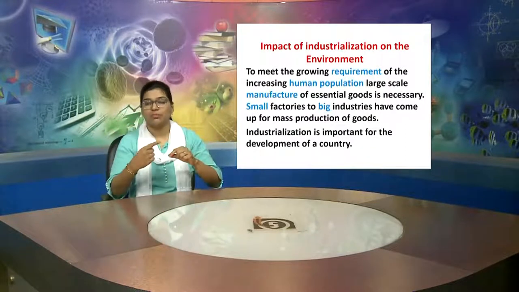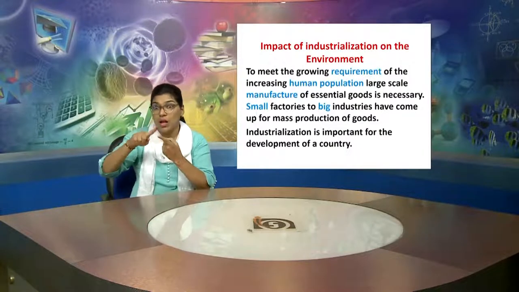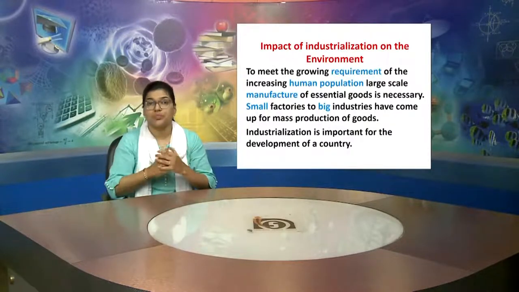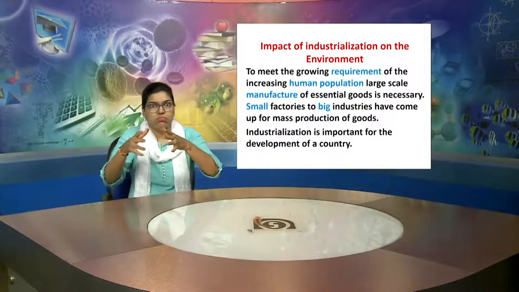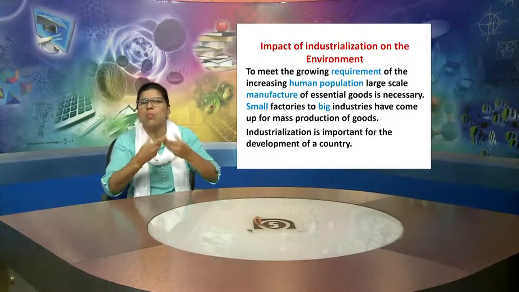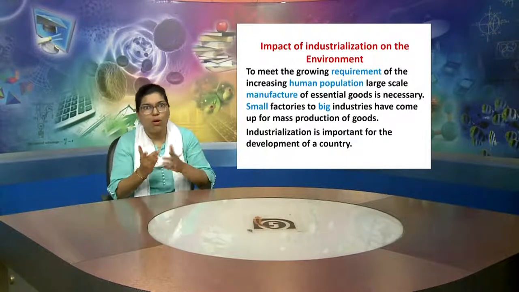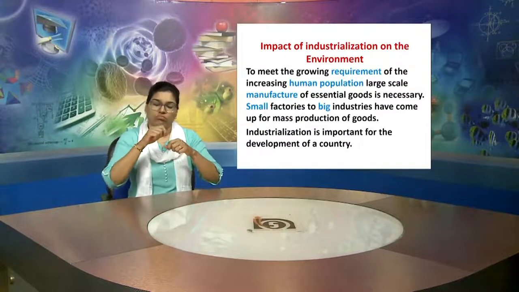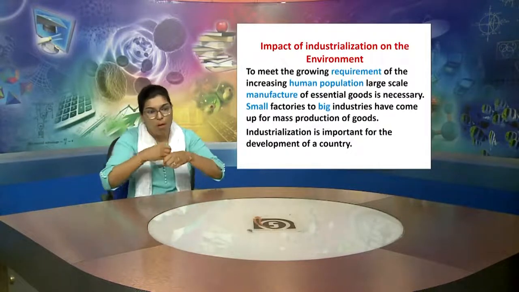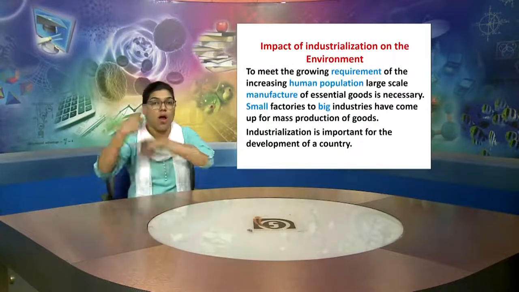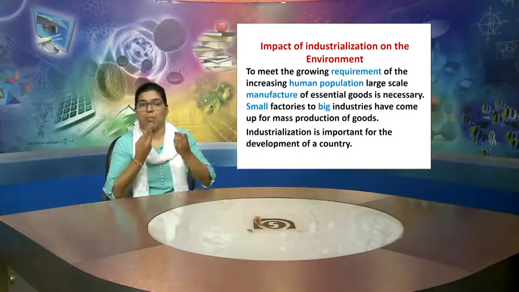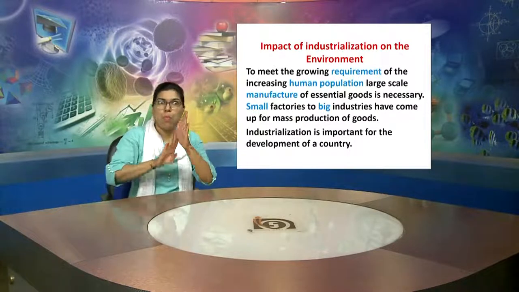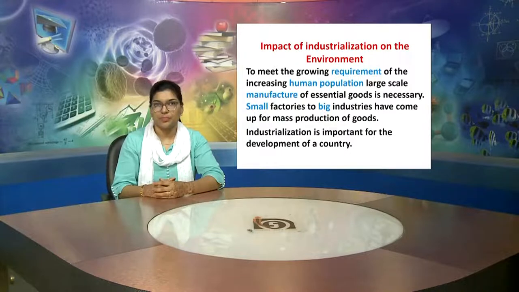We were discussing the impact of industrialization on the environment. Our environment can get impacted because of many reasons. The four reasons which we had discussed in our previous slide, we are going to discuss all those four points now. To meet the growing requirement of the increasing human population, there is a need for manufacture of essential goods on a large scale. And for this, small factories to big industries all have come up for mass production of goods. And we all know that because of all this mass production, we need more industries, whether they are small or big.